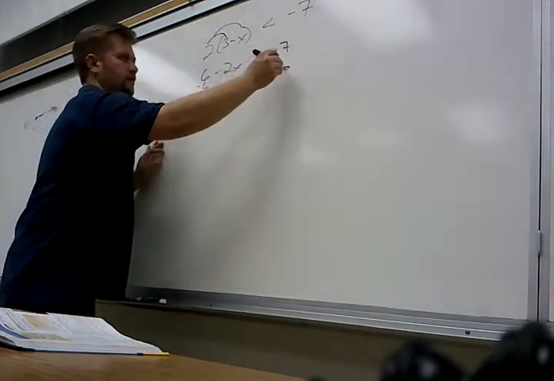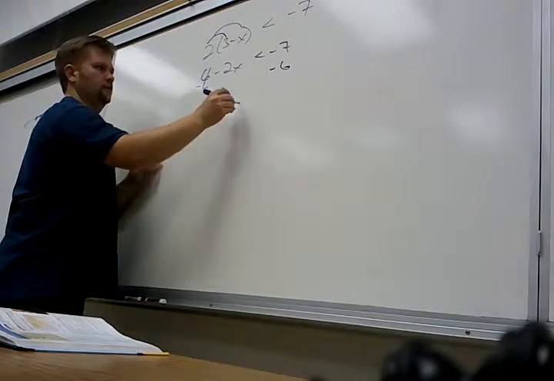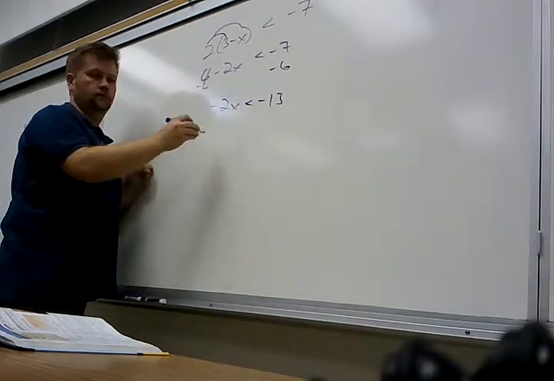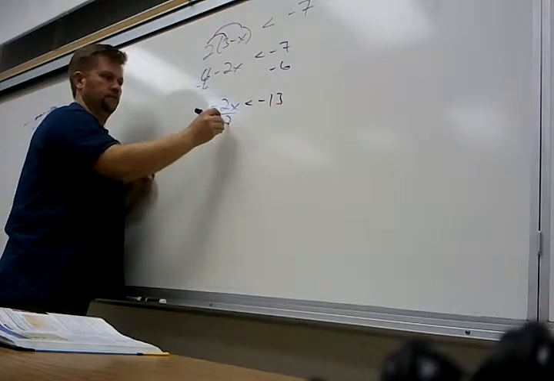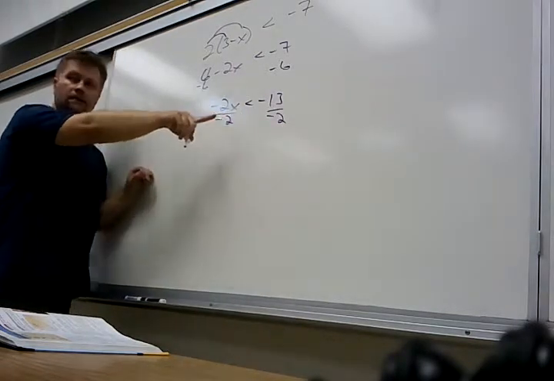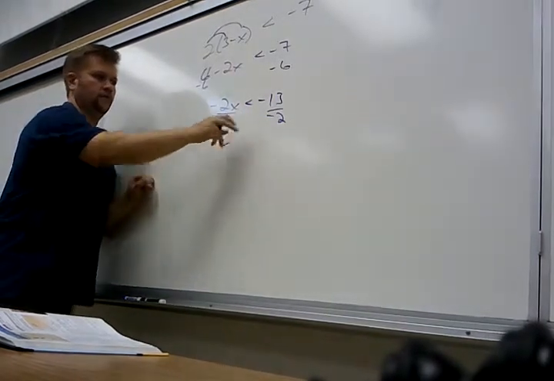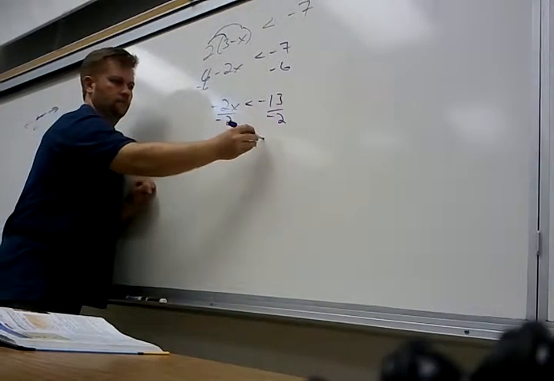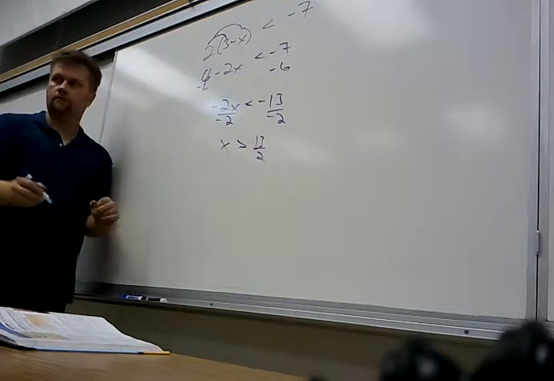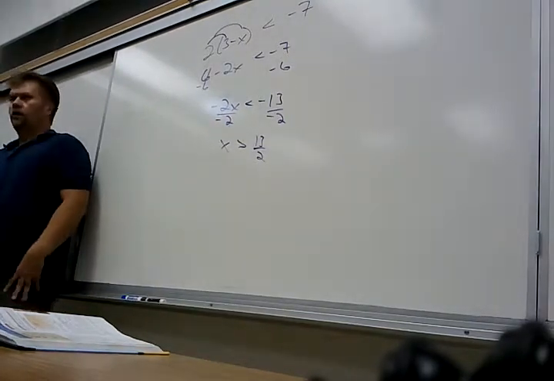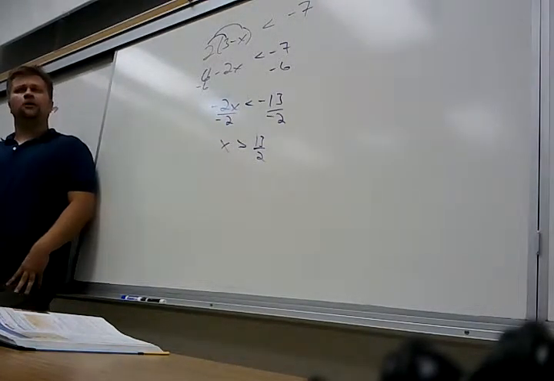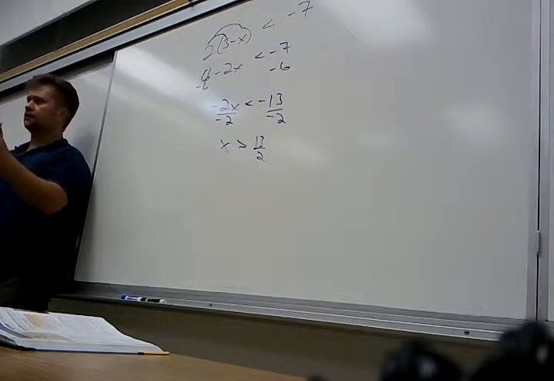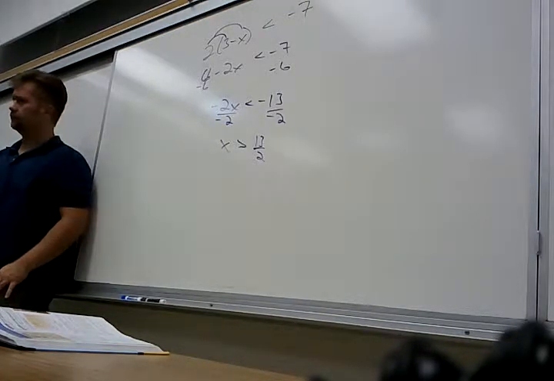So if I subtract 6, I get negative 2x less than negative 13, and then I have to divide by negative 2. I'm dividing by a negative, therefore the sign must switch. The two negatives cancel, and you get 13 halves. And 13 halves is right in between what and what? 6.5. It's 6.5, so it's right between 6 and 7. So graphing this isn't really that evil, right?